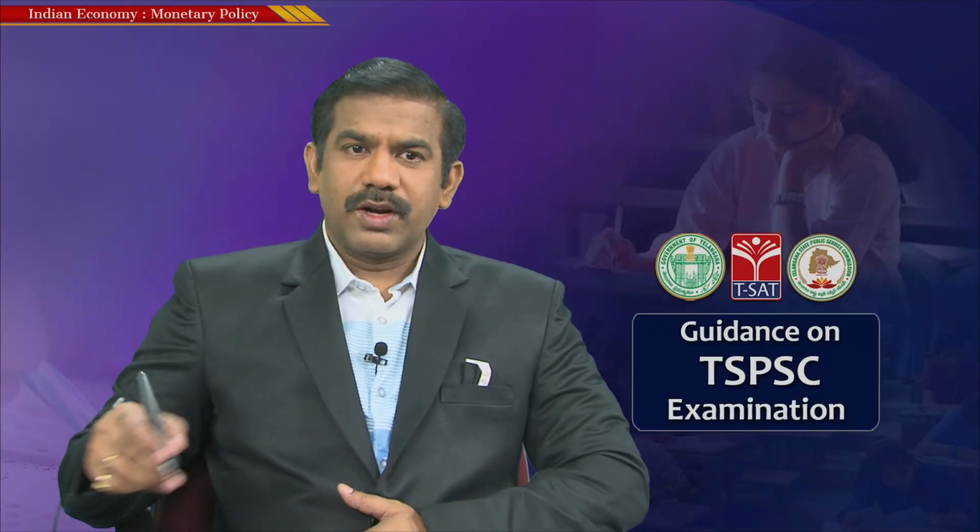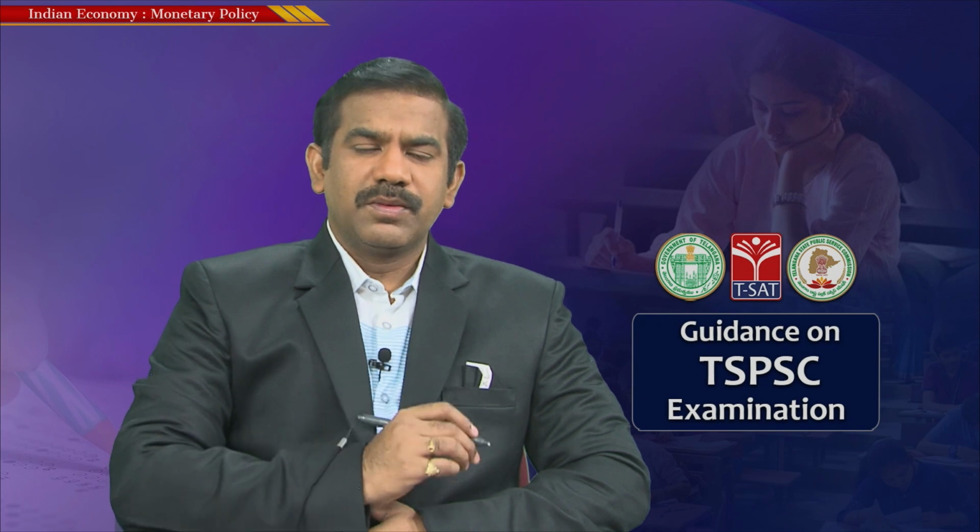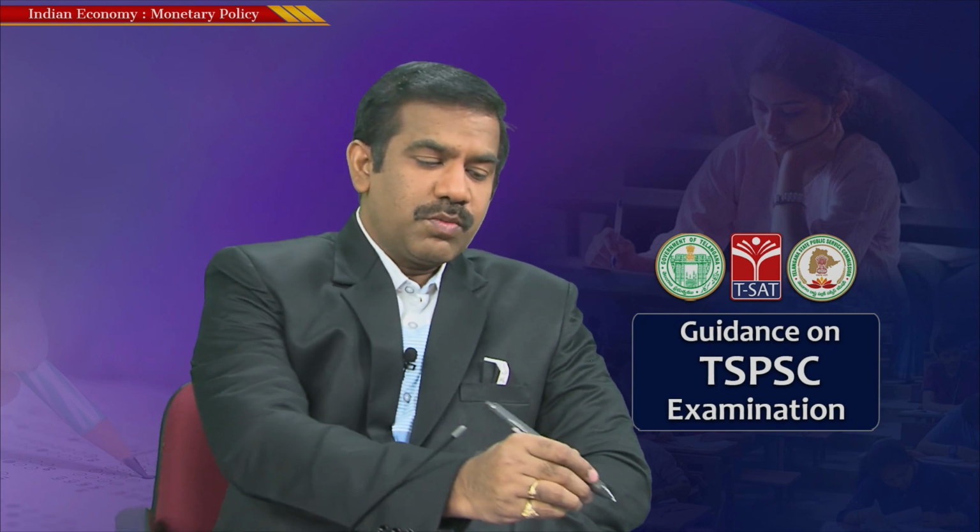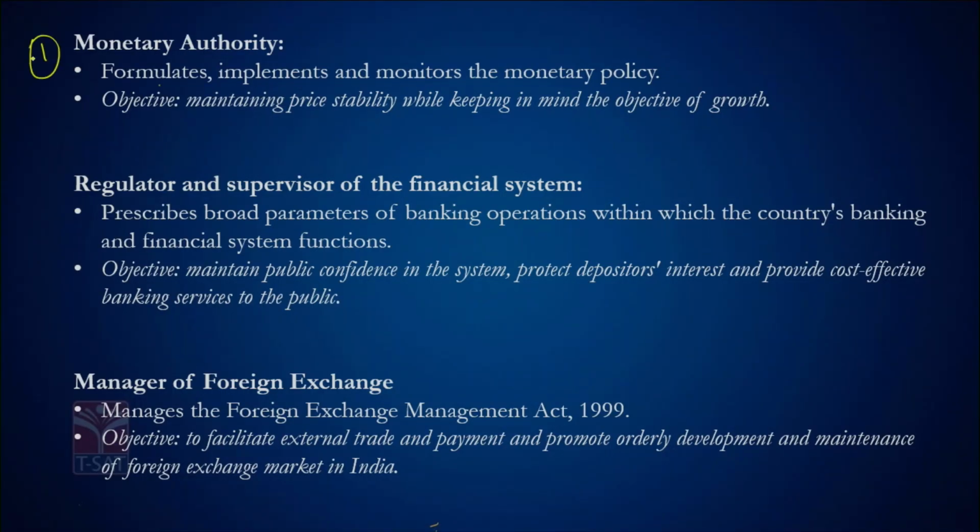So let's look at the various functions the RBI performs in an economy. The first and foremost function, as we already discussed since the beginning of this session, is that one major responsibility of the RBI is that it formulates, implements and monitors the monetary policy. So the responsibility is to formulate a monetary policy, implement it and monitor it, I mean review it once in a while.